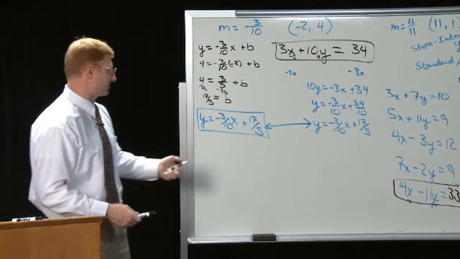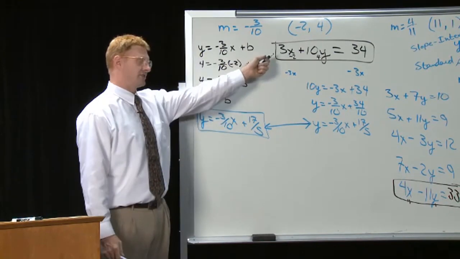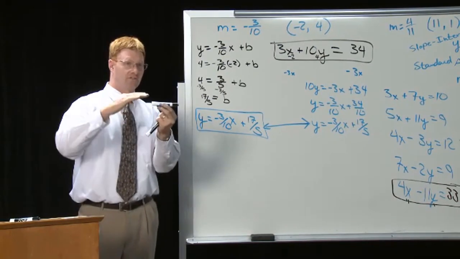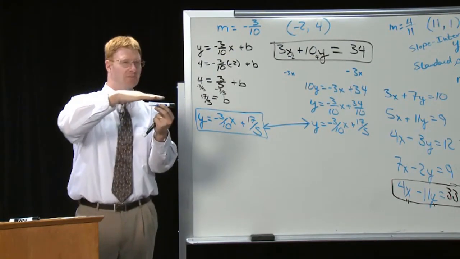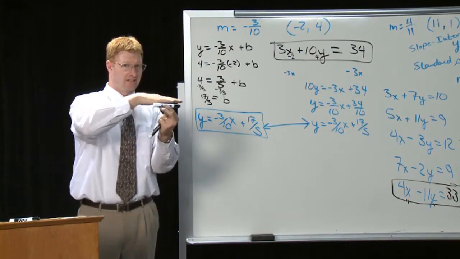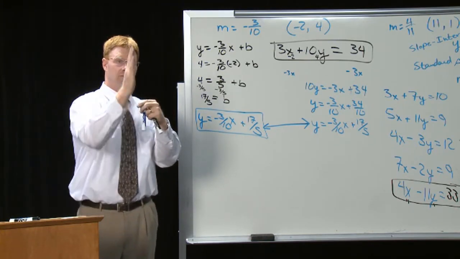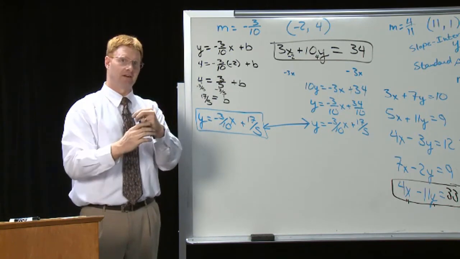The answers will sometimes ask you to put it in slope-intercept or in standard form. Remember, horizontal, if you have a slope of 0, it's going to be a y equals. If it's vertical, which is an undefined slope, then it's going to be an x equals. There's not going to be a y in it at all.